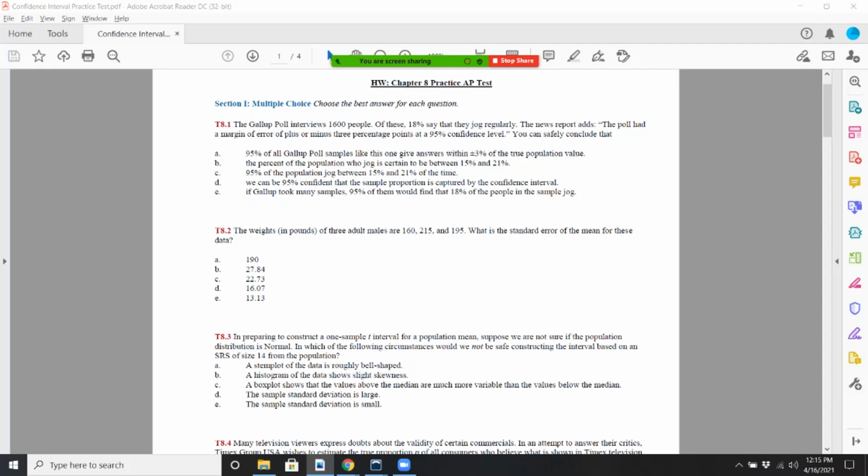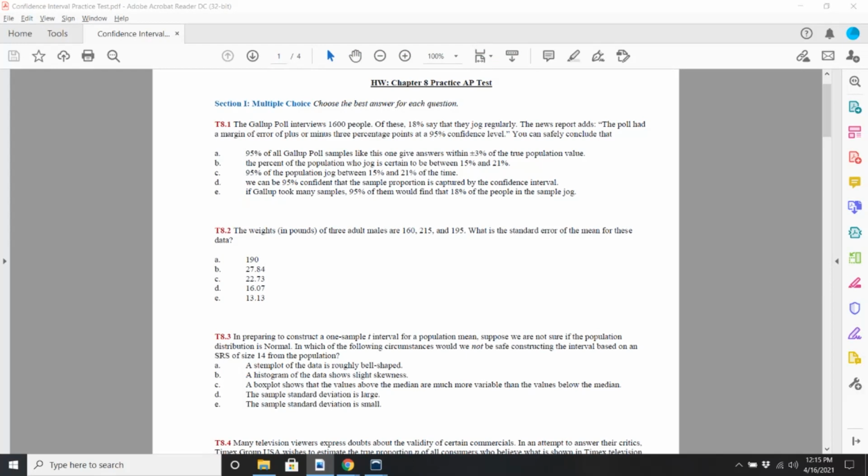A Gallup poll interviews 1,600 people. Of these, 18% say that they jog on a regular basis. A news report adds the poll had a margin of error of plus or minus 3 percentage points at a 95% confidence interval. So what can we conclude from that?